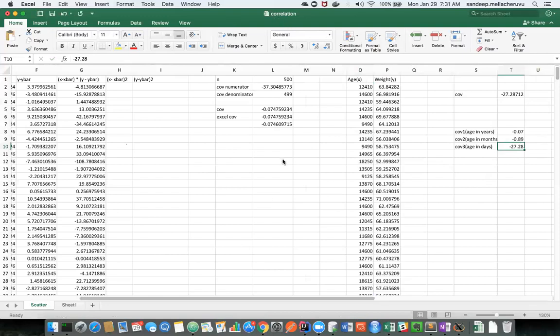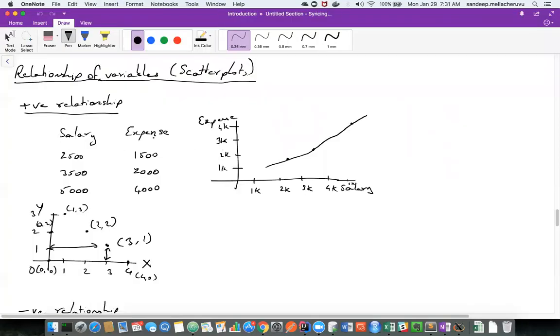Sandeep, here strength means either it is positive or negative only, or how much positive, how much negative? Yes, strength. That's what I meant by how much is the strength. So I can say that salary and expense are related using this graph. But can you say with some confidence or with some measure that this is my strength of the relationship?